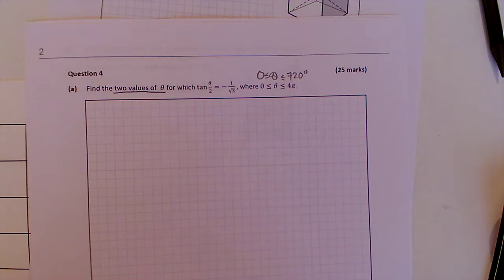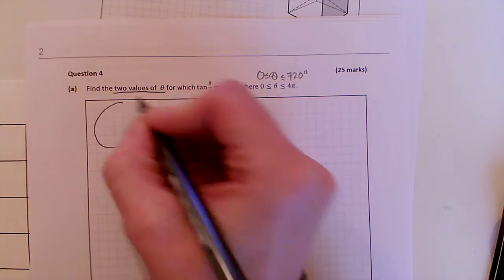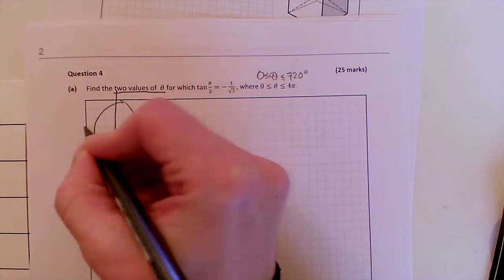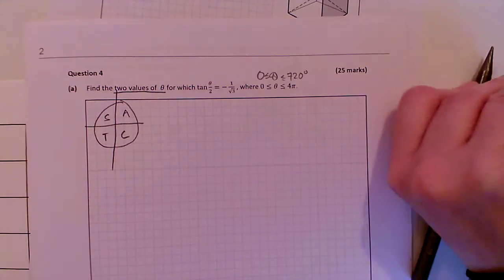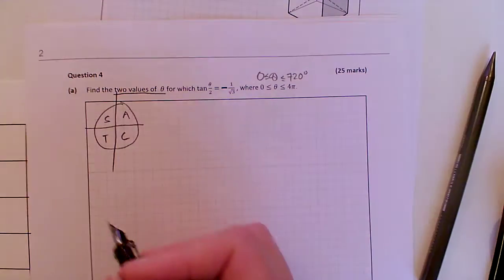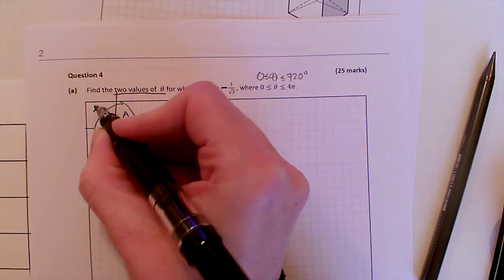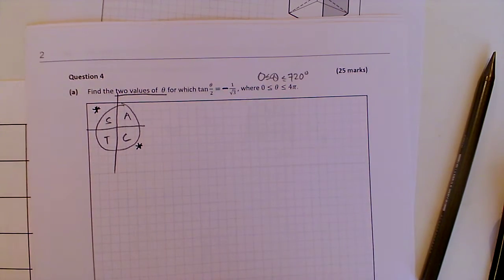It looks a little bit different to what we've worked with before, but let's just go through the process. We'll have a quick sketch of our unit circle, ASTC, and tan is negative. So there's a minus here. So tan is negative in the second quadrant and the third quadrant. So those are the two that we're going to use.